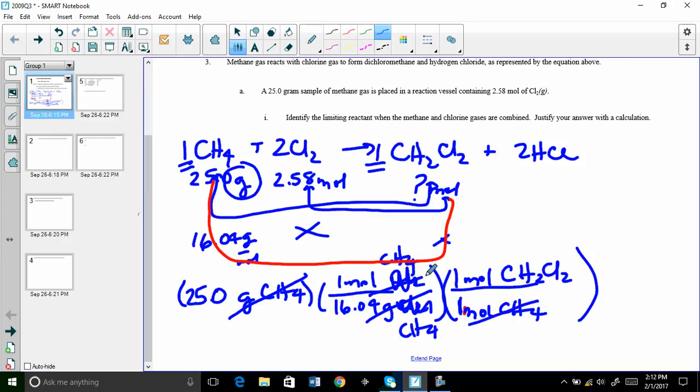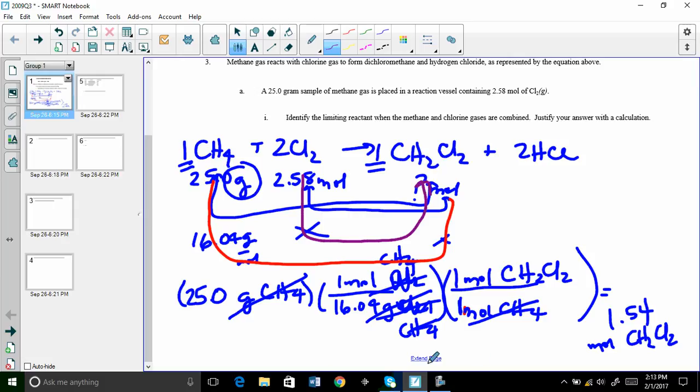This cancels this. Grams of methane cancels grams of methane. When I put this in my calculator, I have enough methane to make 1.54 moles of CH2Cl2. Now, my second problem, let's go to purple. Now I'm going to do this problem.